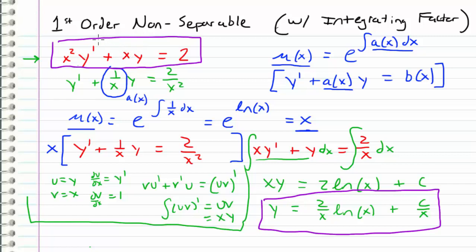And it would not work because we can't separate these variables. No matter how hard you try to isolate the y's and the dy with the x's and the dx, you won't be able to do it. Therefore, we have to consider the strategy that uses an integrating factor.